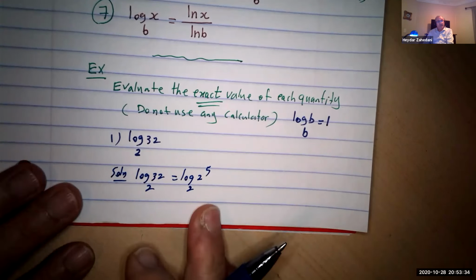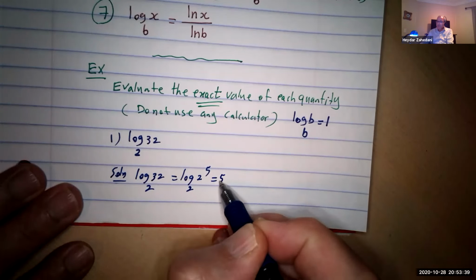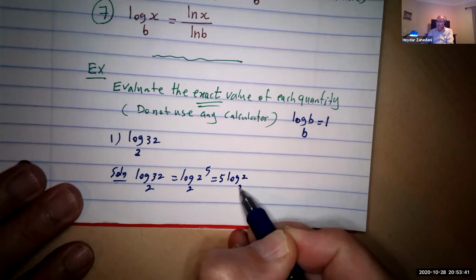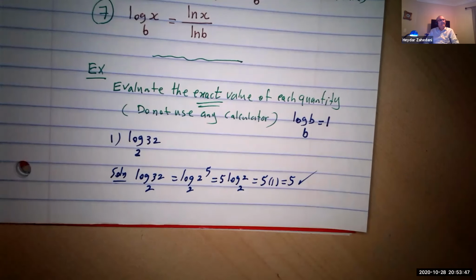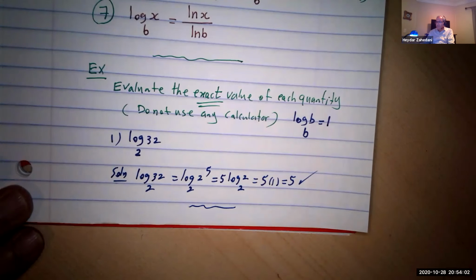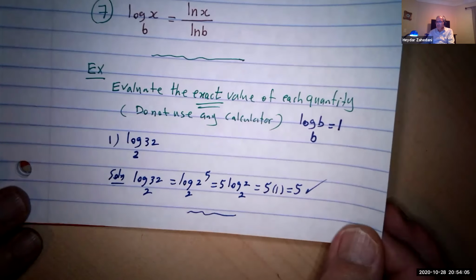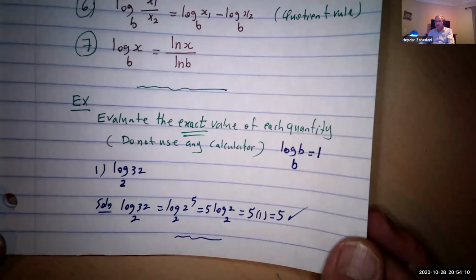2 to the 5th, power rule. We can bring the power down. So it's going to be 5 times log of 2 at base 2. It's going to be 5 times 1, which is equal to 5. Okay, that's the meaning of exact. No calculator, just using the fact that the log of 2 at base 2 is equal to 1, and we get it right away. Okay, that's type 1. Any question? That gives you a good experience on how to change it. There are different ways to do it, but this is the easiest one, or this is what they mean.